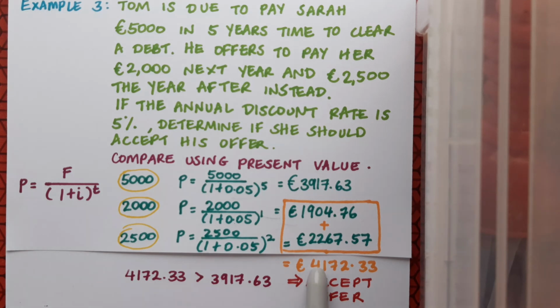And if she was to take that 4,172.33 at the moment now and put it into the bank for 5 years at 5%, she would come out with more than the 5,000 she was originally meant to receive from Tom in 5 years' time.